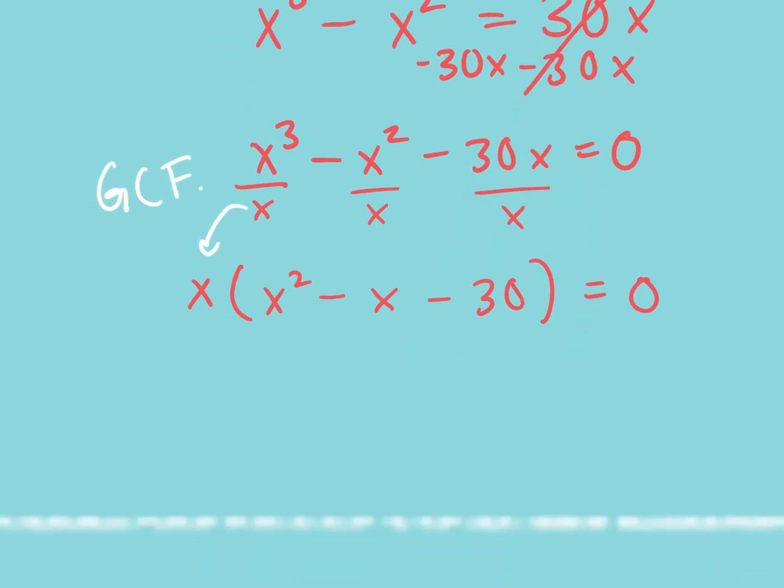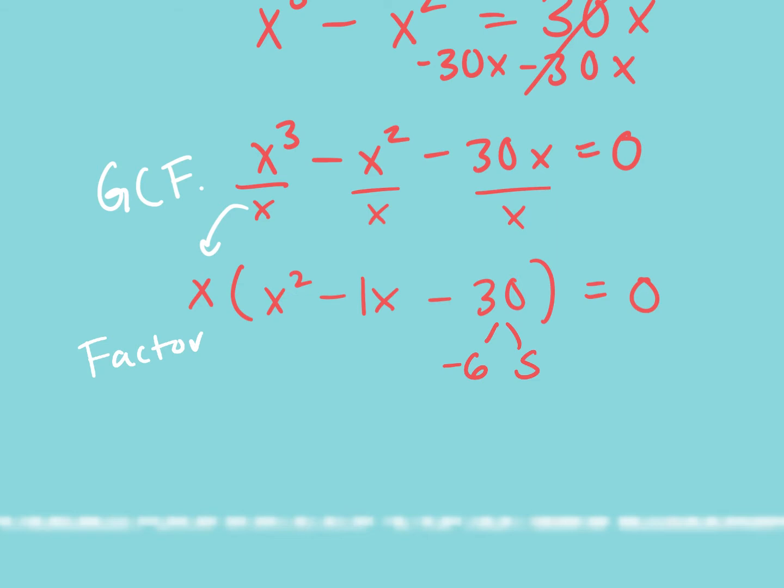Once I have an x squared, what can I do from here? What does the question say? Solved by what? Factoring. So next, I'm going to factor. What are two factors of negative 30 that add to negative 1? Negative 6 and 5. Awesome. So remember, two factors that multiply to the last number but add to the first. So that's negative 6 and 5.